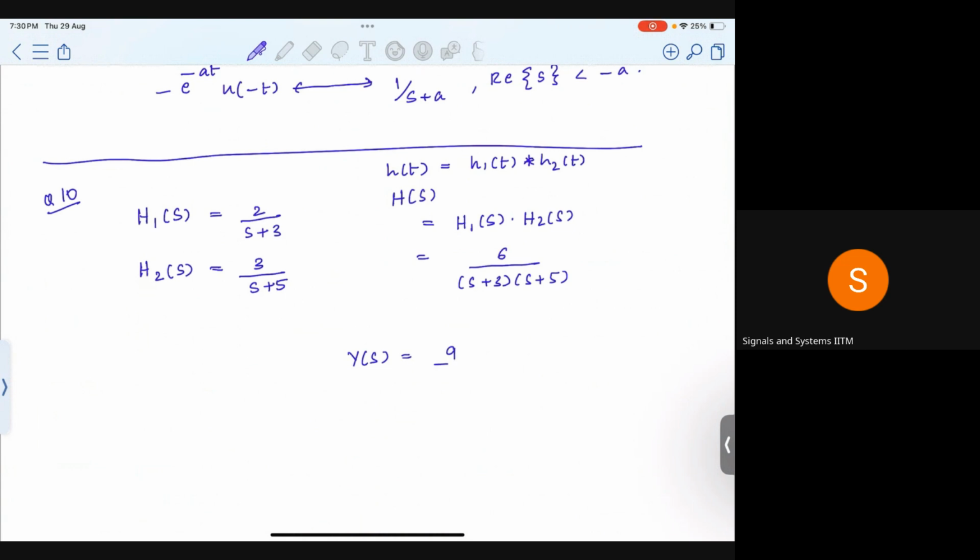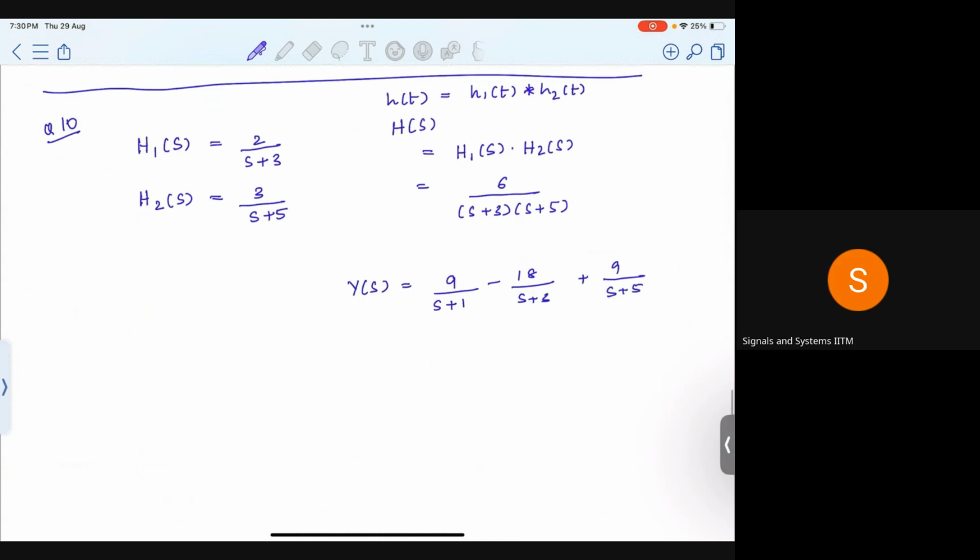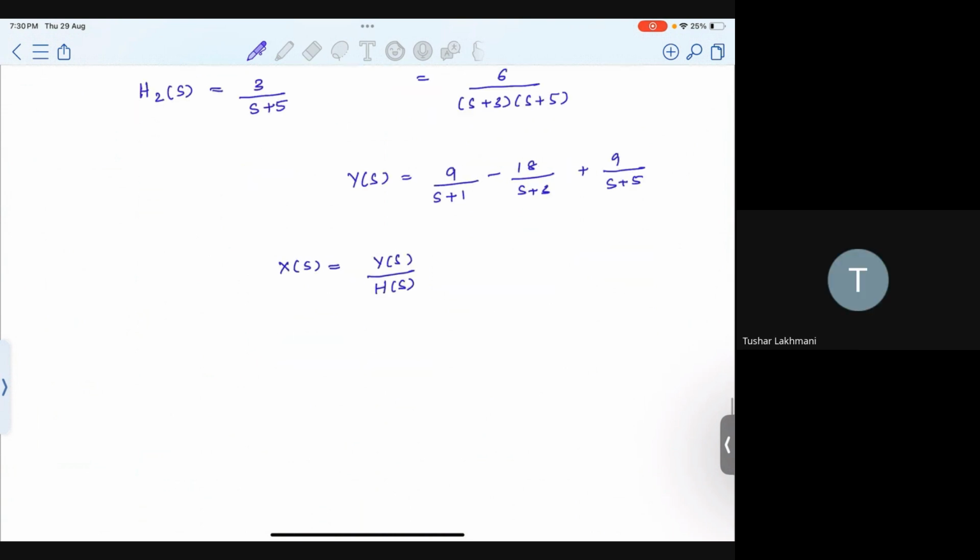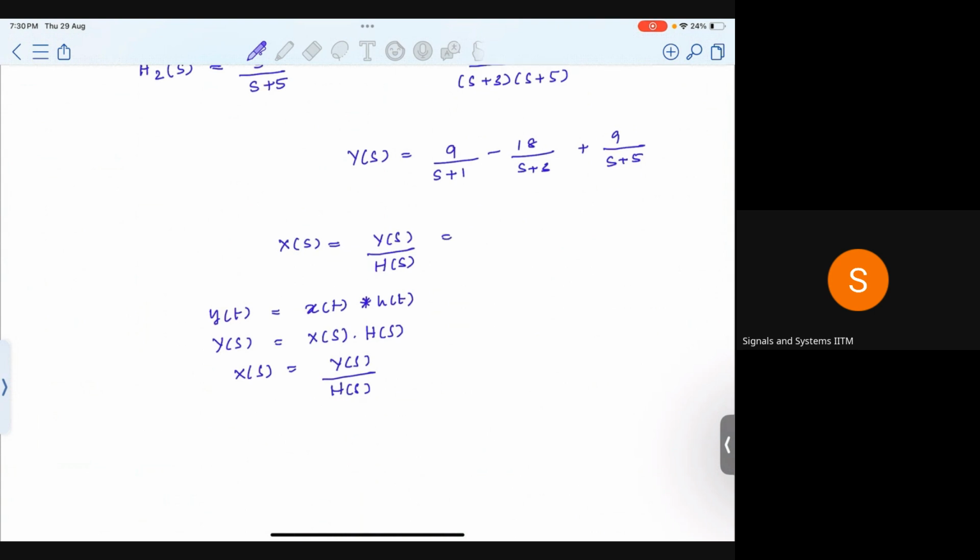Y of s is 9 by s plus 1 minus 18 by s plus 3 plus 9 by s plus 5, correct? Yes, ma'am. Then x of s is y of s by h of s. For an LTI system, y of t is x of t convolved with h of t, and y of s is x of s times h of s. So your x of s is y of s by h of s. And when you do this, what is your x of s?